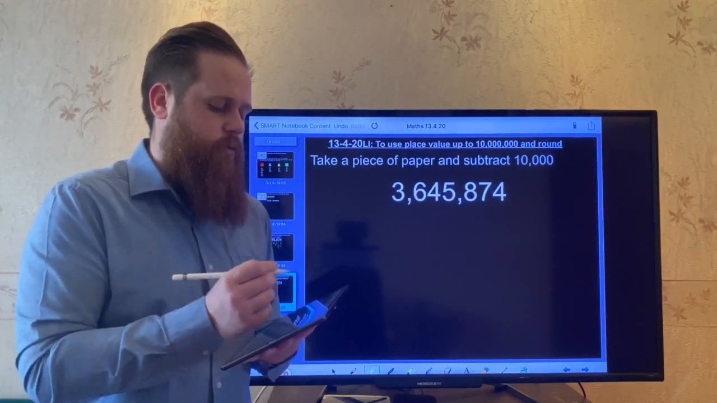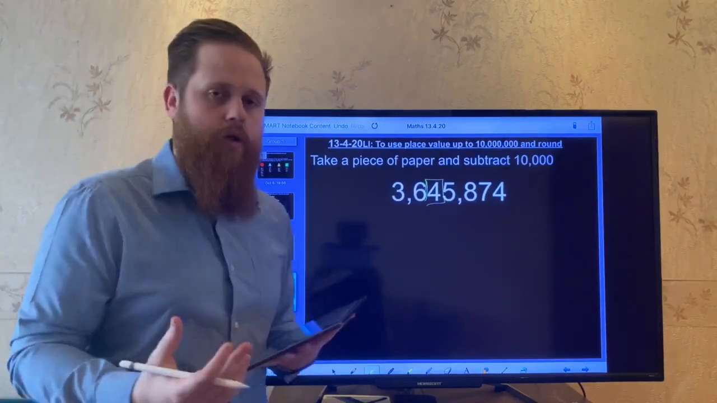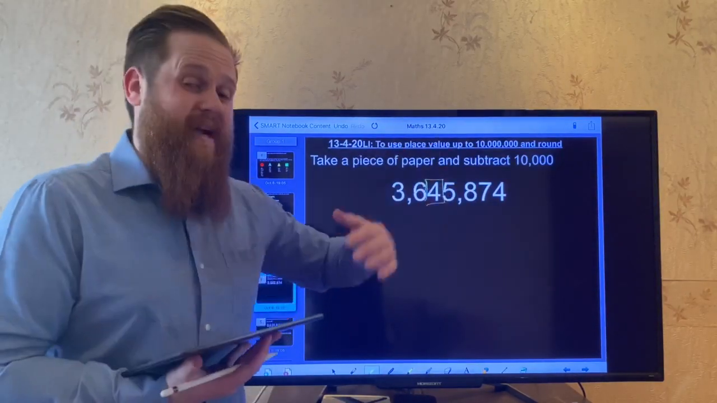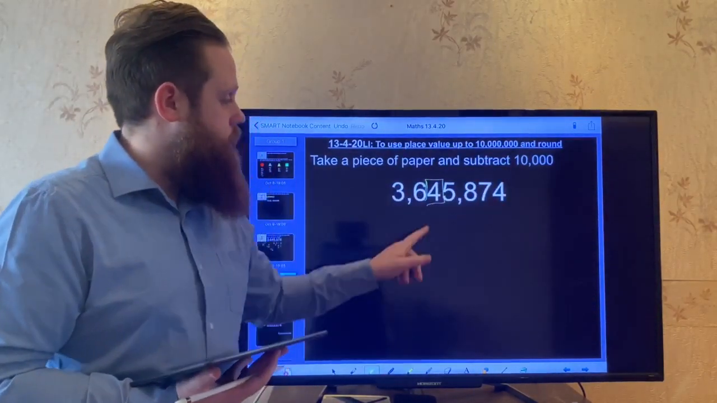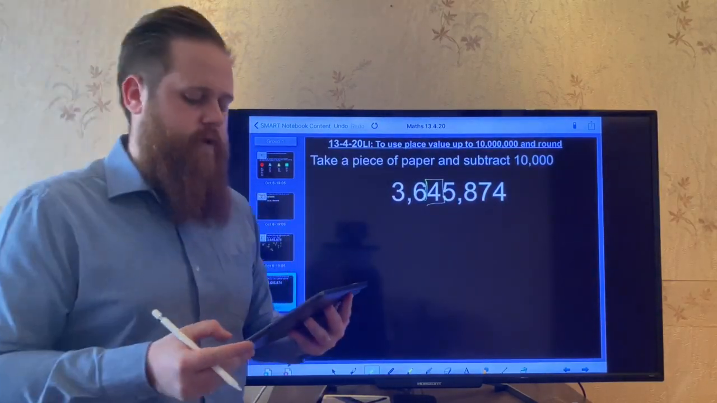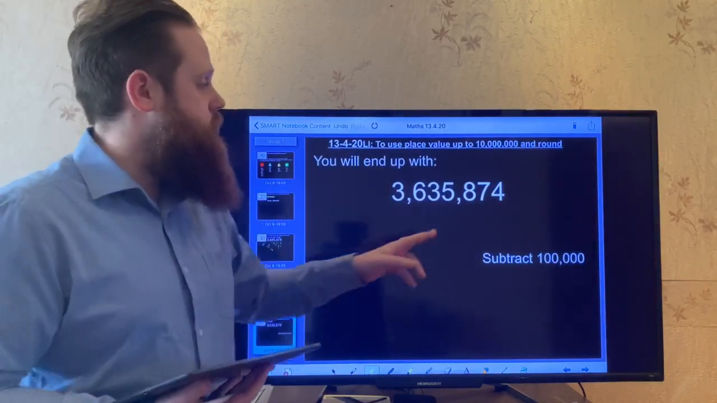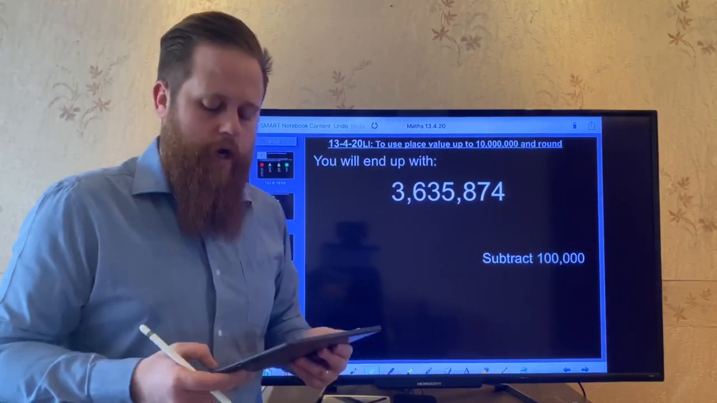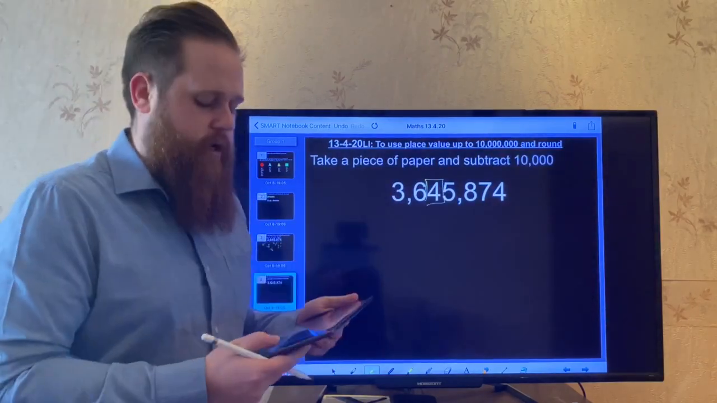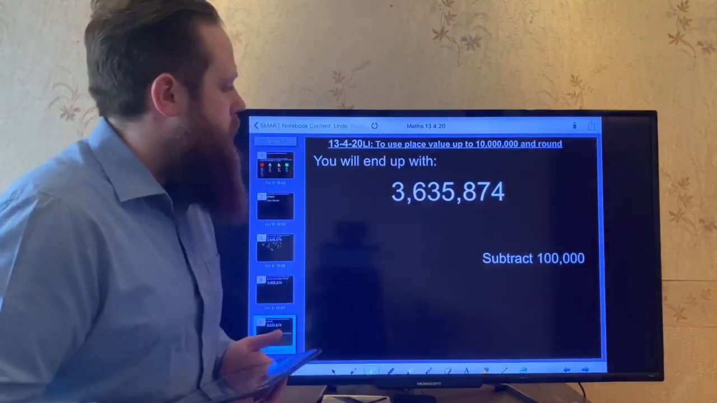So 10,000, well, I'm going to be looking at this column here, because that's a 10,000 column. I'm going to be subtracting, so I'm taking away the 1. That's going to leave me with, of course, I'm sure you've got this on your paper at home, 3,635,874. And you can see that this 4 has now gone down to a 3. I've got 3 tens of thousands.